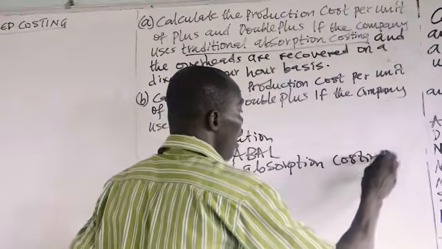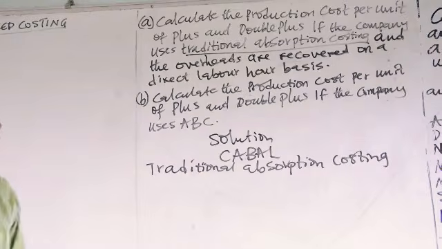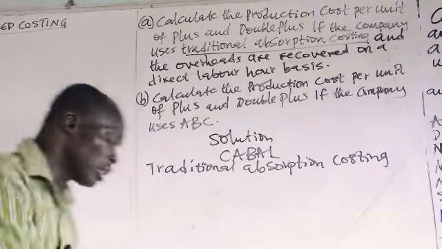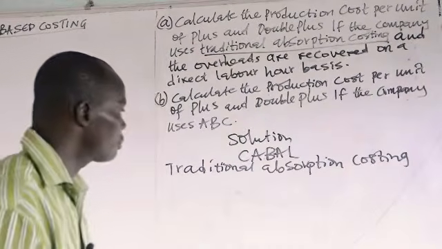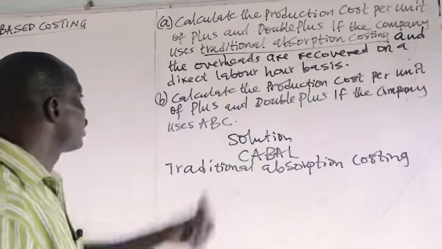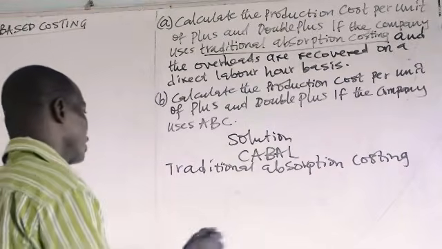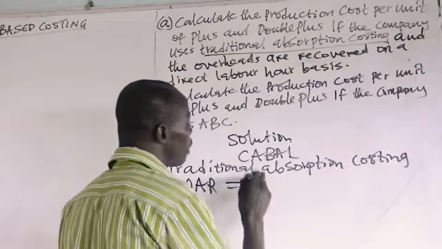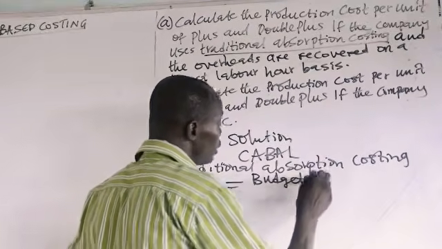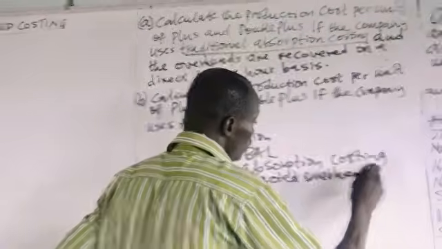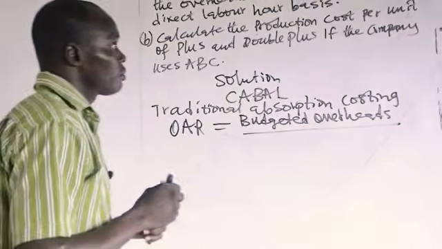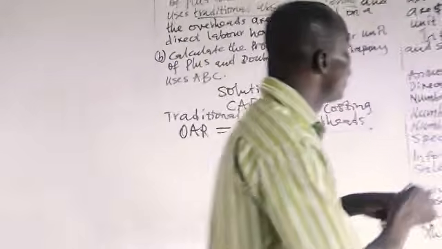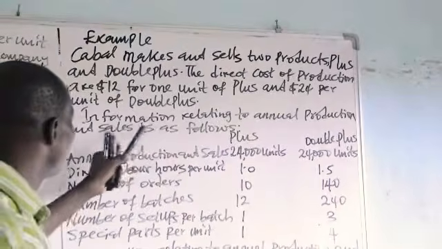I've told you that the traditional absorption costing uses overhead absorption rates in charging overheads to the product or to the cost center, but ABC uses cost drivers. In line with the traditional overhead absorption, we have overhead absorption rate equal to budgeted overheads over budgeted level of activity. Now, the direct cost of production is this information, okay?